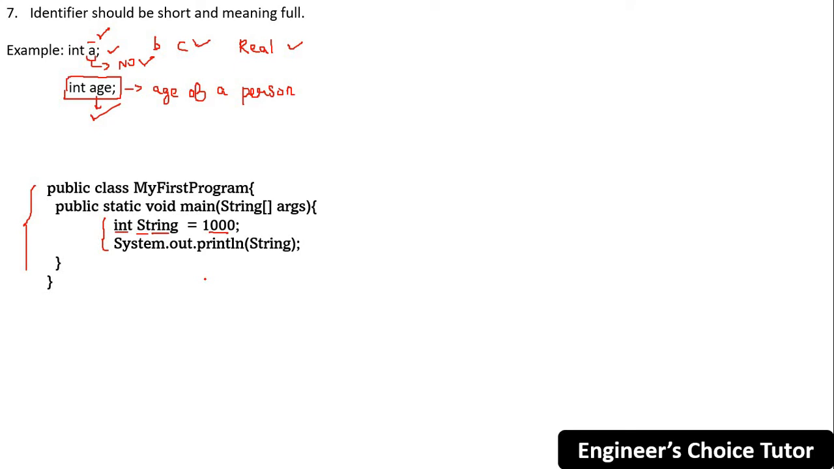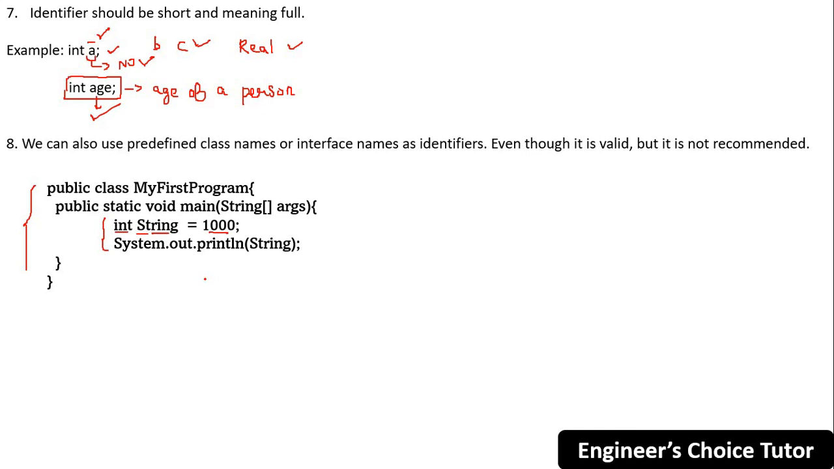So it means we can also use predefined class names or interface names as identifiers. Even though it is valid, it is not recommended to use. It is a very, very bad practice. Never ever use predefined class names or interface names as identifiers. I think this much is clear.